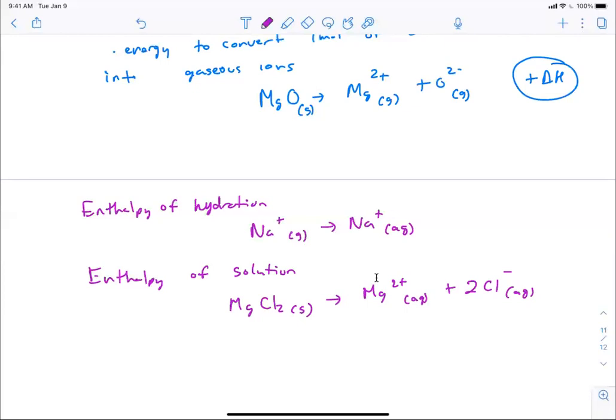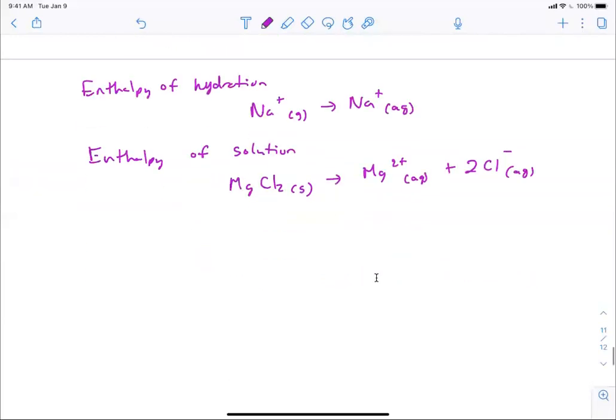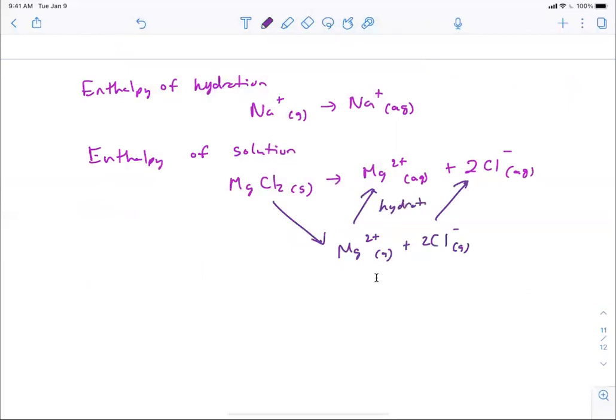And that can vary. It can be exothermic or endothermic based on the lattice enthalpy and the hydration, because enthalpy of solution is a combination of lattice enthalpy and hydration. This being the hydrations, this being lattice enthalpy. And again, for here, you'd have to 2x it because the hydration is just for 1 mole of Cl minus. So you'd have to double it here to solve for the enthalpy of solution of that salt.